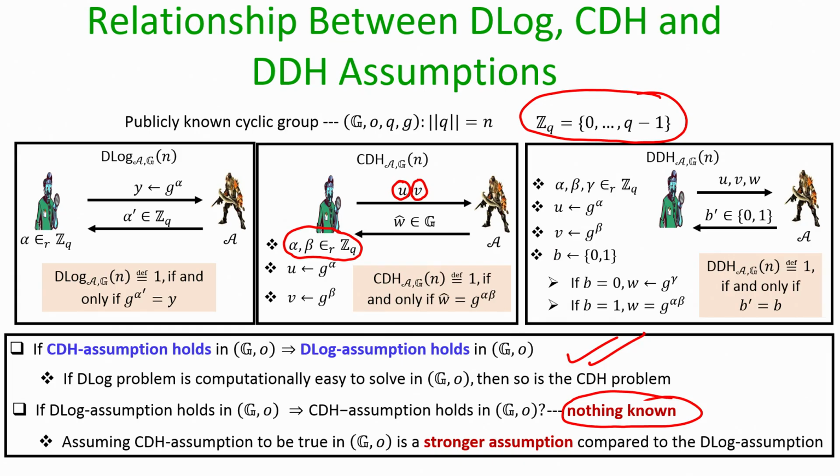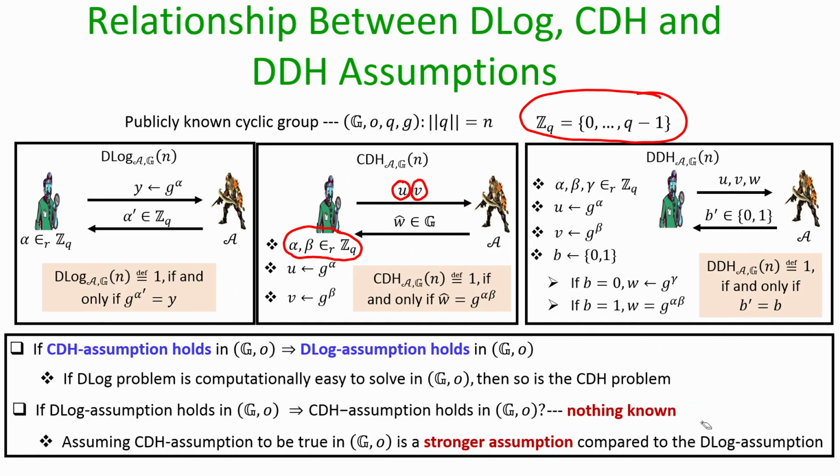But that need not be the only way by which an adversary or a polytime algorithm could attempt to compute the value of g to the power alpha times beta. There might be some shortcut or some other way to compute g to the power alpha times beta without actually computing alpha and beta. And that is why it might be the case that even though in your group the CDH problem is easier to solve, the discrete log problem might still be difficult to solve.